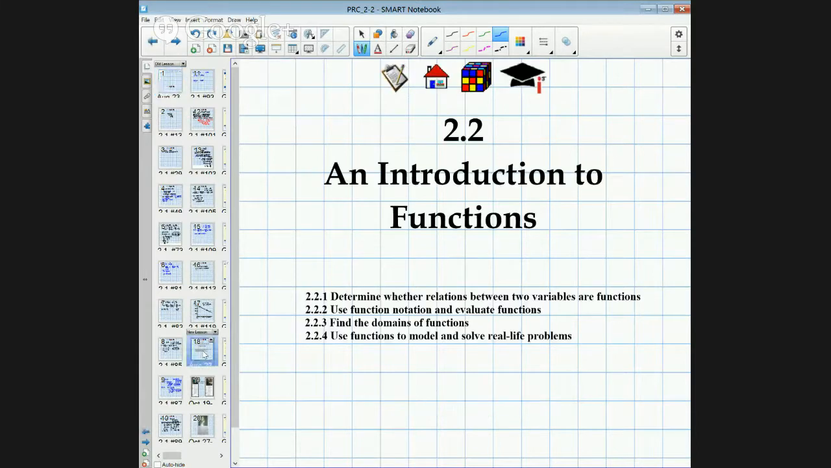We'll zip ahead to the beginning of the lesson. So here are the 4 main objectives for today.